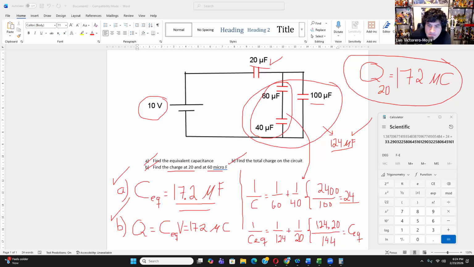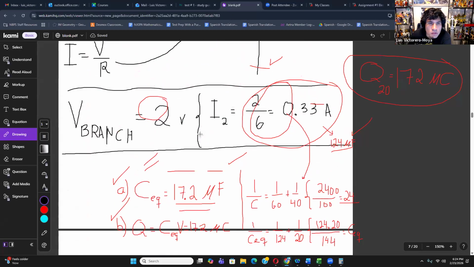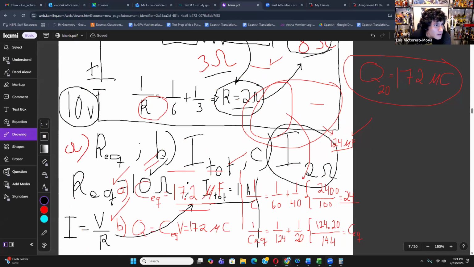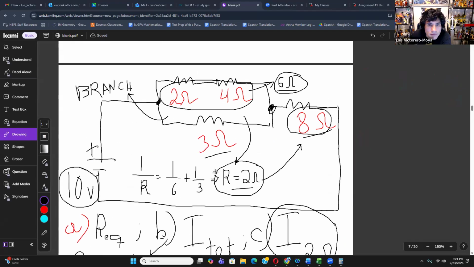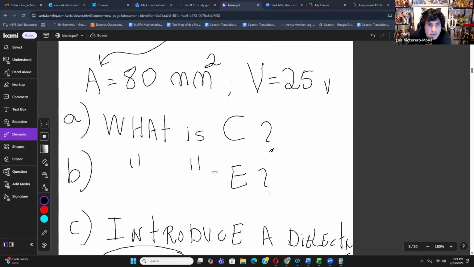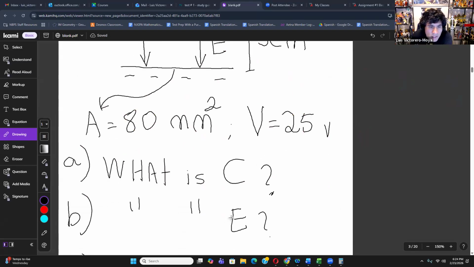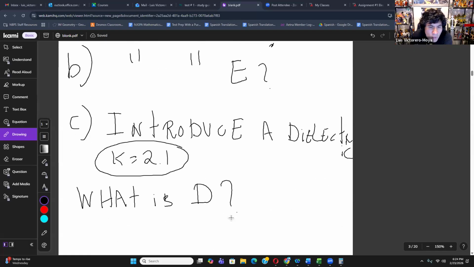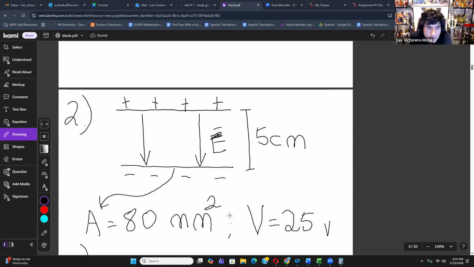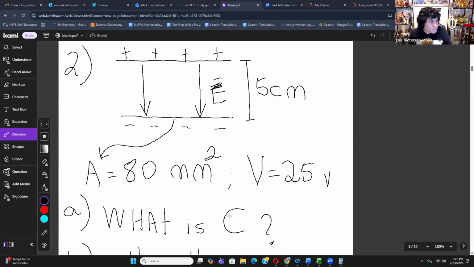All right. How will you use this problem here? You have a parallel plate capacitor and you're given the distance between the plates, the area, the voltage. You're being asked for the value of C, the capacitance, the electric field. If you introduce a dielectric, what's the value of the dielectric strength? How will you do that?